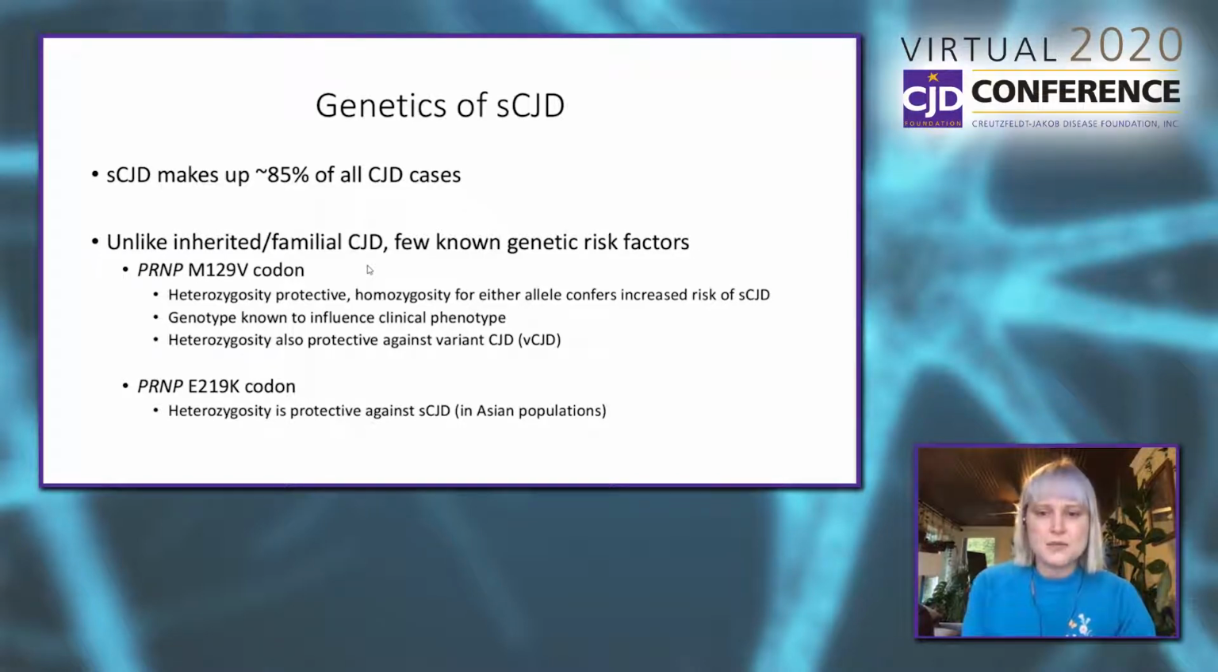And it's also been found that heterozygosity here is protective against variant CJD, so acquired CJD. Another important codon is the E129K codon in PRNP as well, where heterozygosity has been shown to be protective against sporadic CJD in Asian populations.